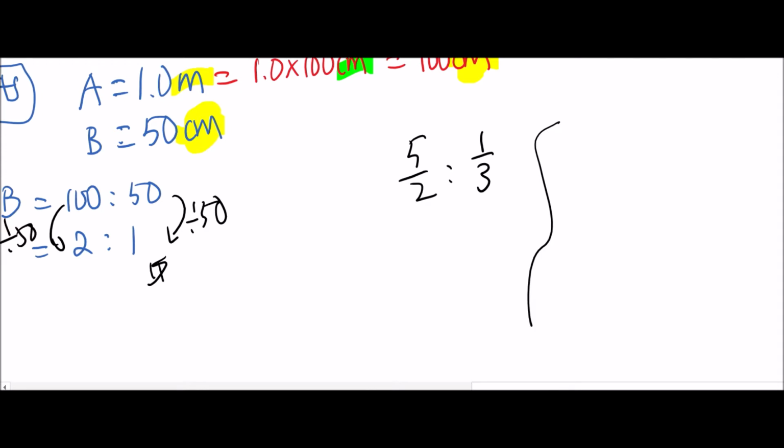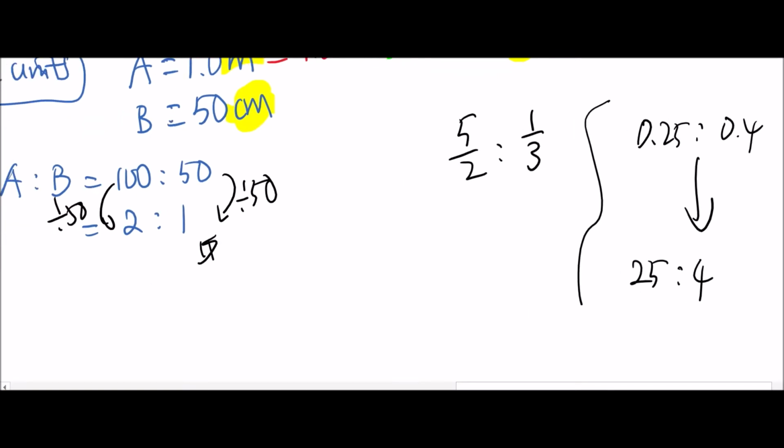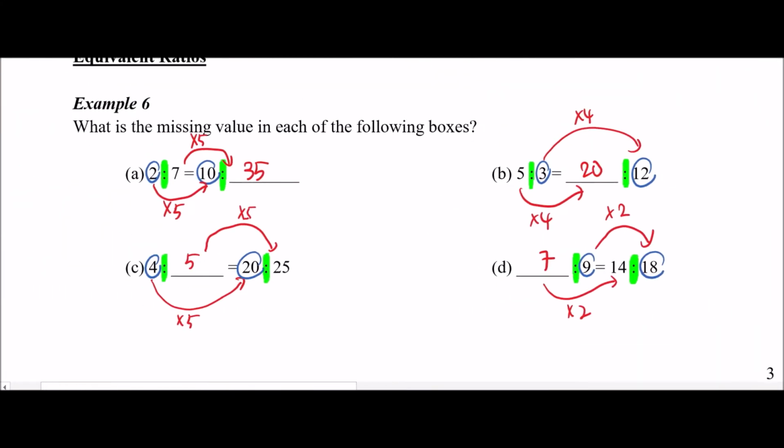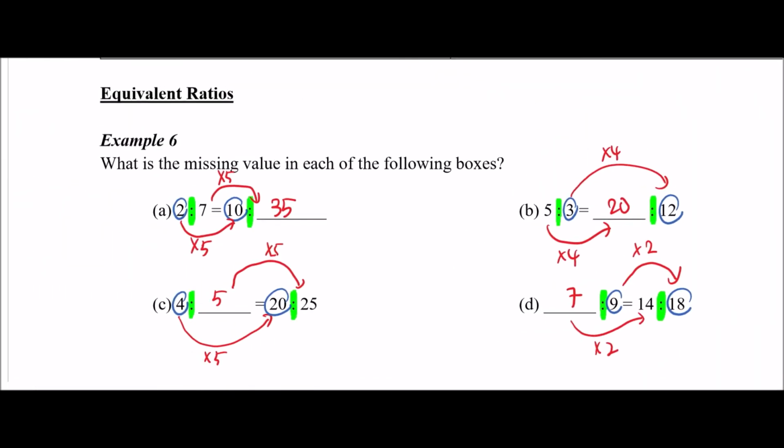We also dealt with things like 0.25 is to 0.4. How do we, in the end, turn it into a nice ratio, 25 is to 4? Again, you refer back to the previous video to recap if you're not too sure. All right, so we're gonna move on to the next part of this series. It's called equivalent ratios.